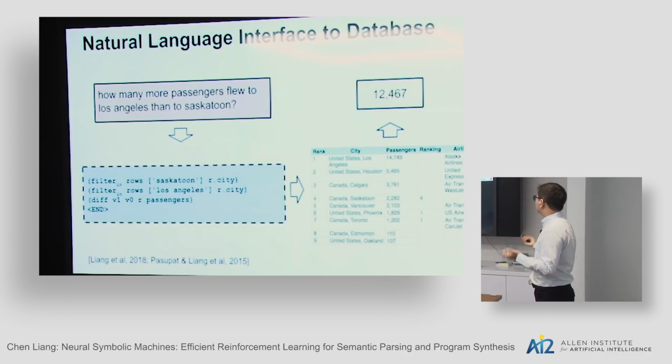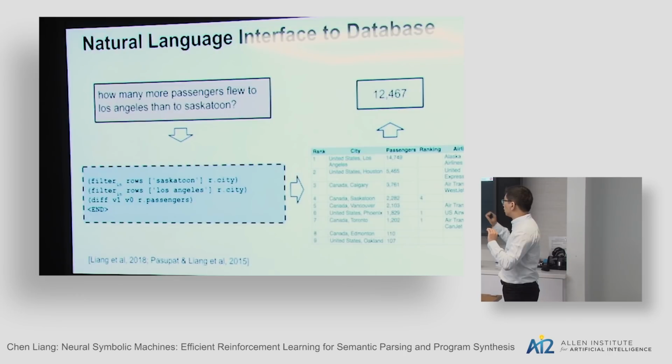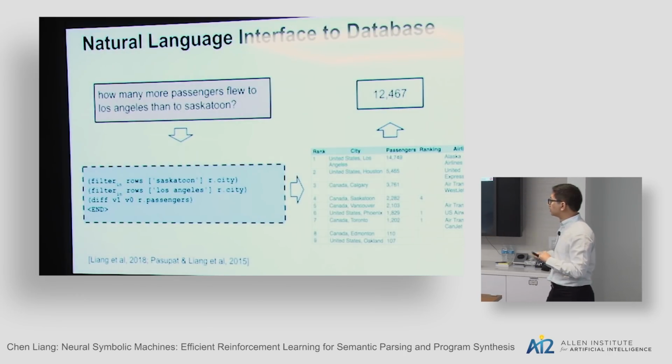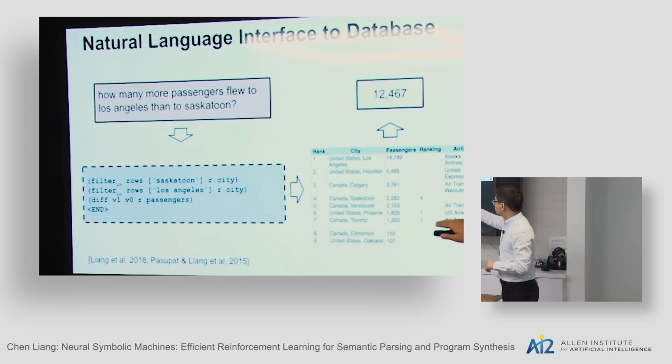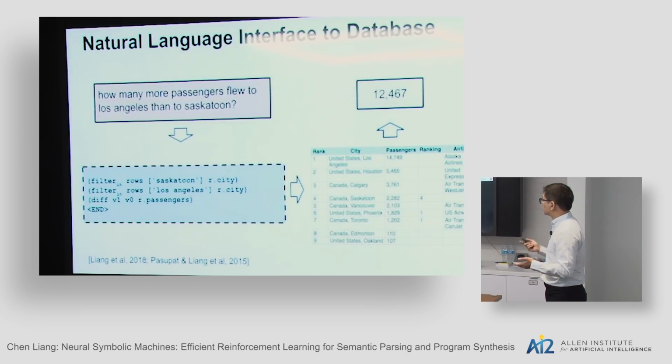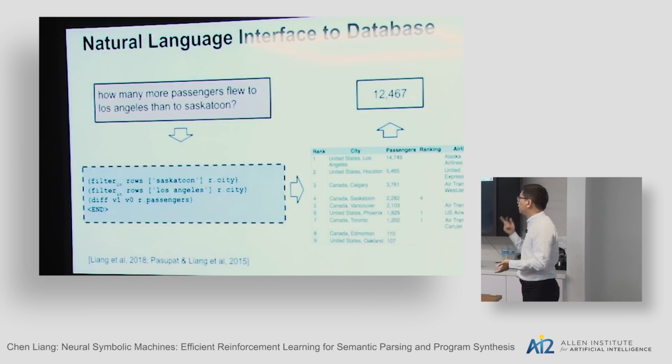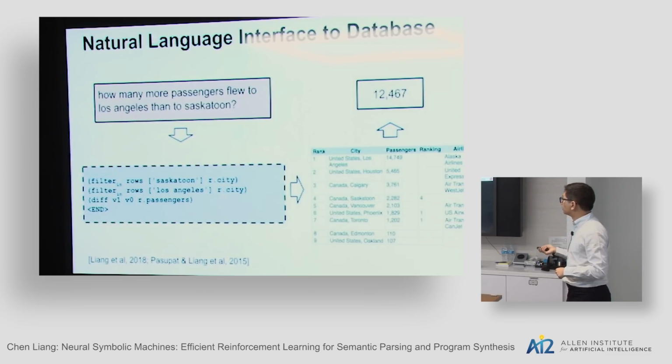So it will be even harder to avoid generating programs to answer these questions. Here the program is quite simple. You need to first find the row of Saskatoon, and then find the row of LA, and then do the subtraction and return the answer.